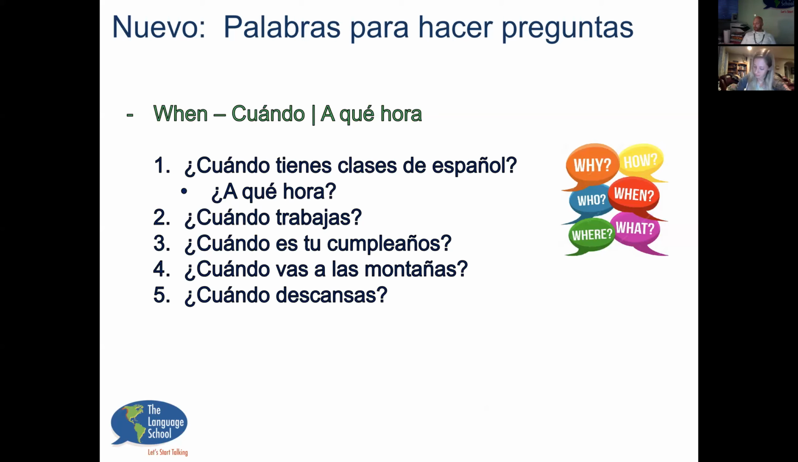¿Cuándo descansas? ¿Qué significa descansas? It can mean to relax, and it can also just specifically mean to not work, like to have a day off.